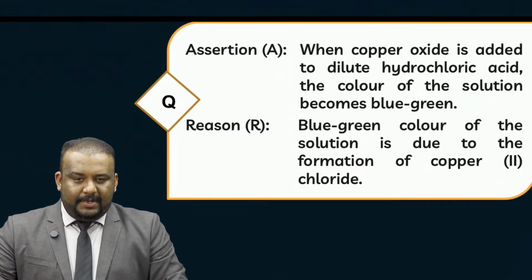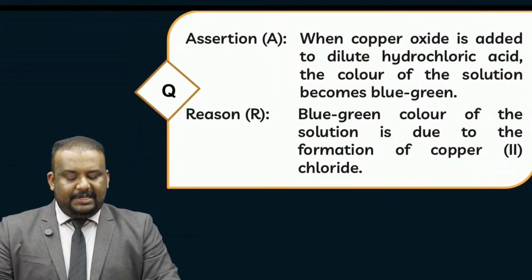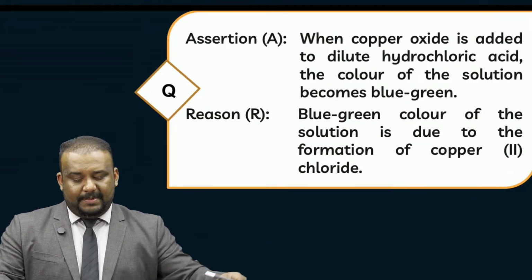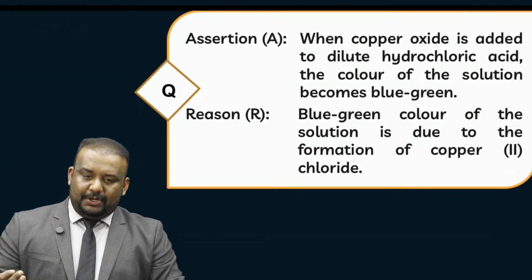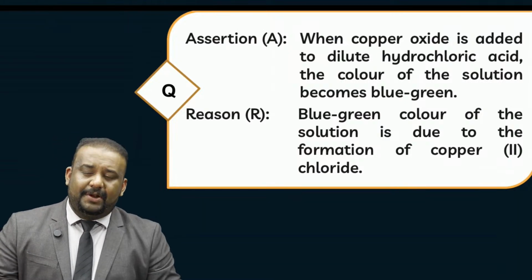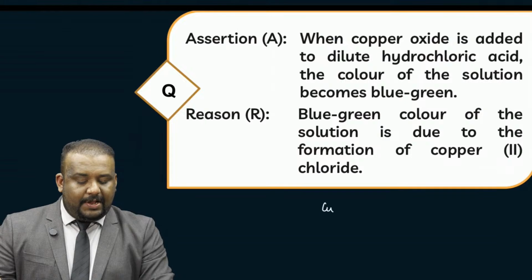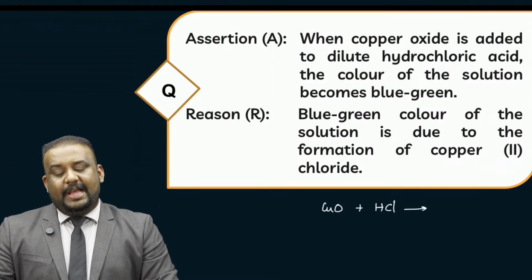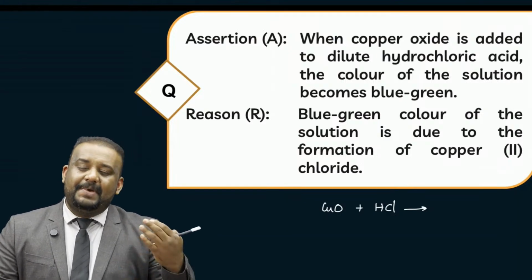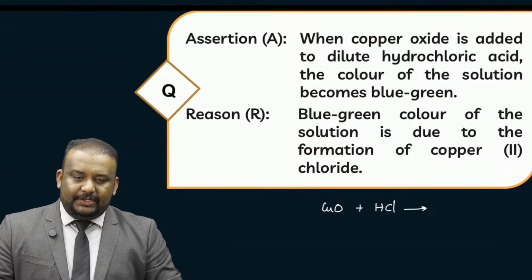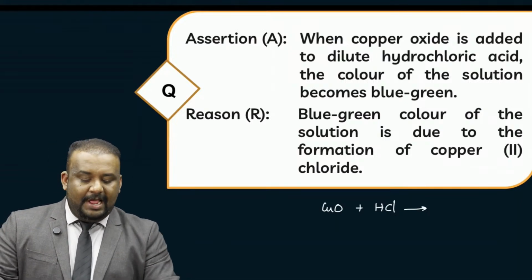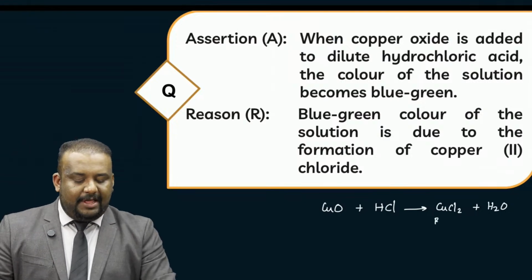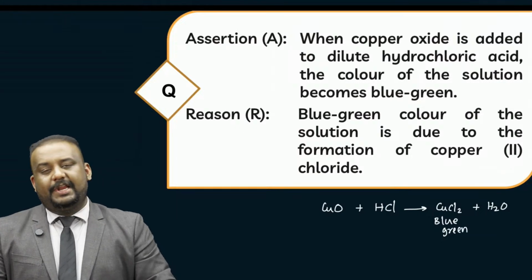Okay, now let's move on to the next question. An assertion reason question. When copper oxide is added to dilute hydrochloric acid, the color of the solution becomes blue-green. Before we judge whether the assertion is correct or not, let's recollect the topic that we have studied relating to this. Copper oxide is CuO and hydrochloric acid is HCl, and you have studied that a metallic oxide is basic in nature and hence it can react with an acid. So copper oxide can react with HCl and it is going to give you CuCl2 plus H2O. Salt and water will be obtained. And what is the color of the aqueous solution of CuCl2? It is bluish green in nature.